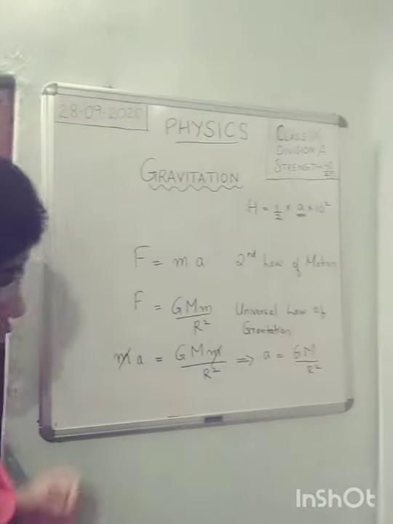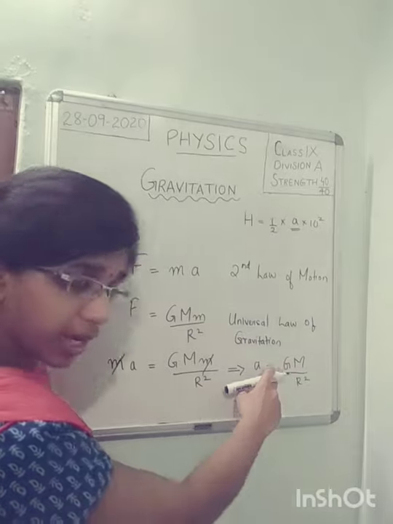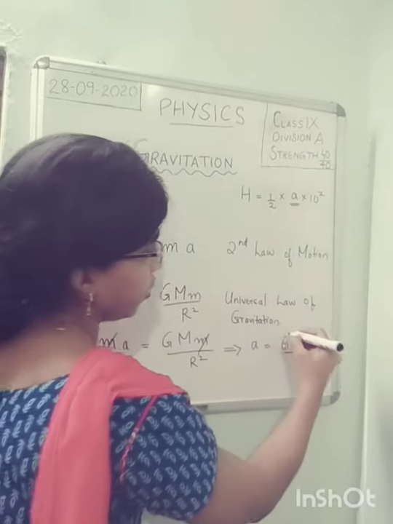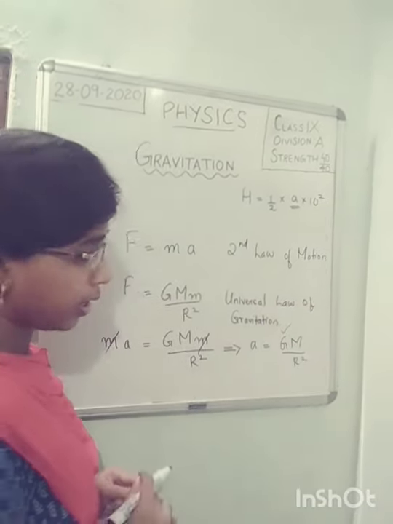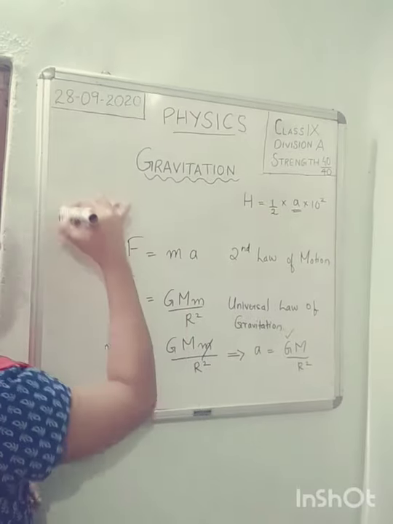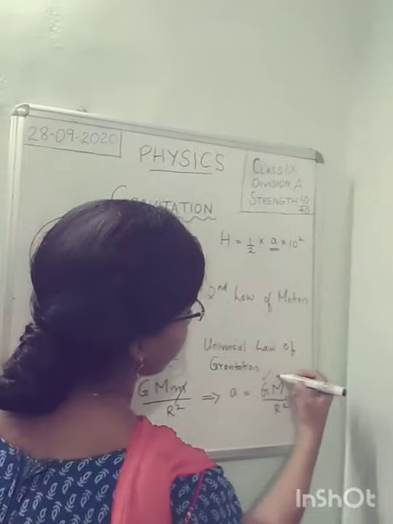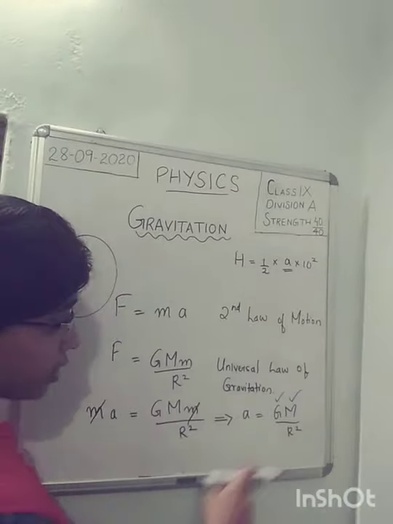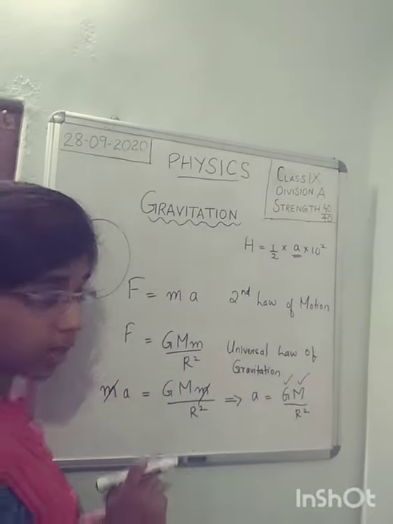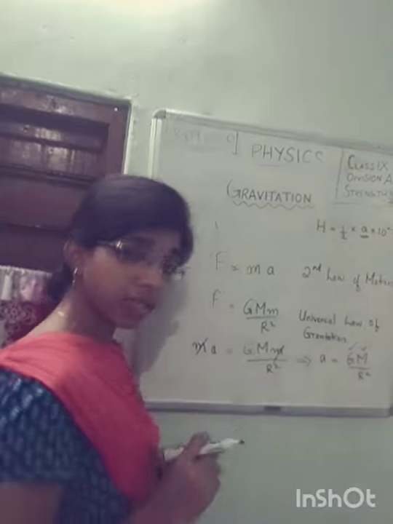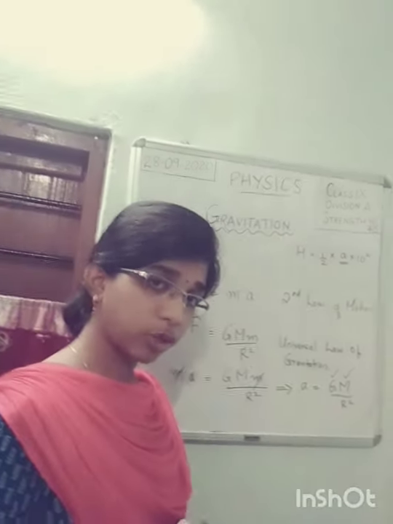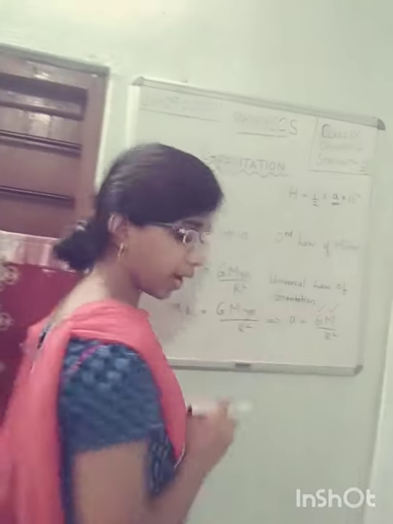Now let me ask you some questions. Is G a constant? Yes, G is a constant. Is the mass of our Earth a constant? Yes, the mass of Earth is a constant. What is the mass of Earth? Do you remember? Yes, it is 6 into 10 raised to 24 kg. What is the radius of Earth?